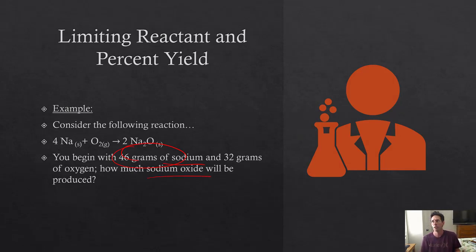Now, you're going to say, well, how is this any different than any other stoichiometry problem that we've dealt with? Well, if you notice, we've been given two different masses, one for each one of the reactants. So we don't know which one is going to limit us in the production of the product. And it doesn't always have to be the mass that is smaller. It could be the mass that is larger, depending upon the mole ratio. So this is why we go through the calculations to do this, okay?